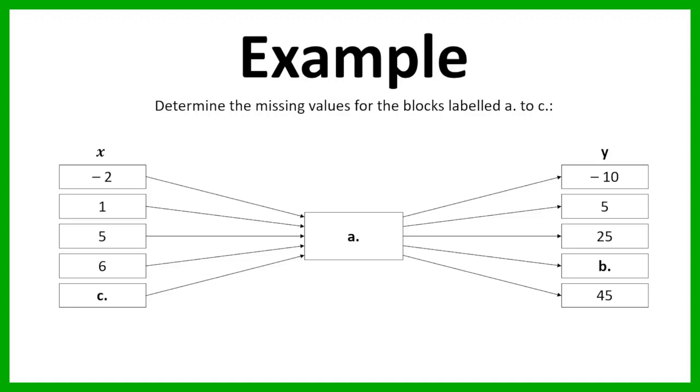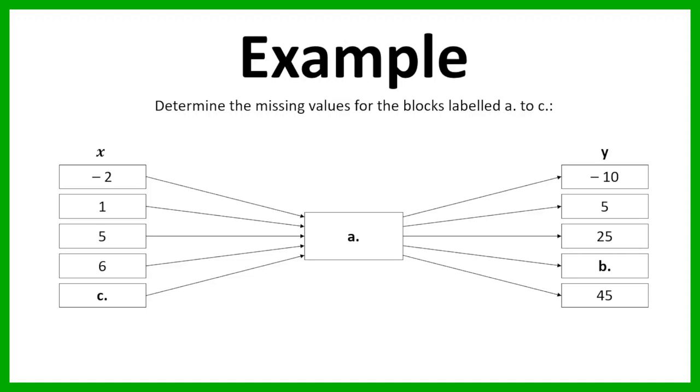Now, you did learn how to work out rules when we were doing patterns, but it's going to be a little bit different now, because when we were doing patterns, the terms were consecutive. That means that they followed on from each other. We had the first term, the second term, the third term, and we were able to use those to find out what the rule was.